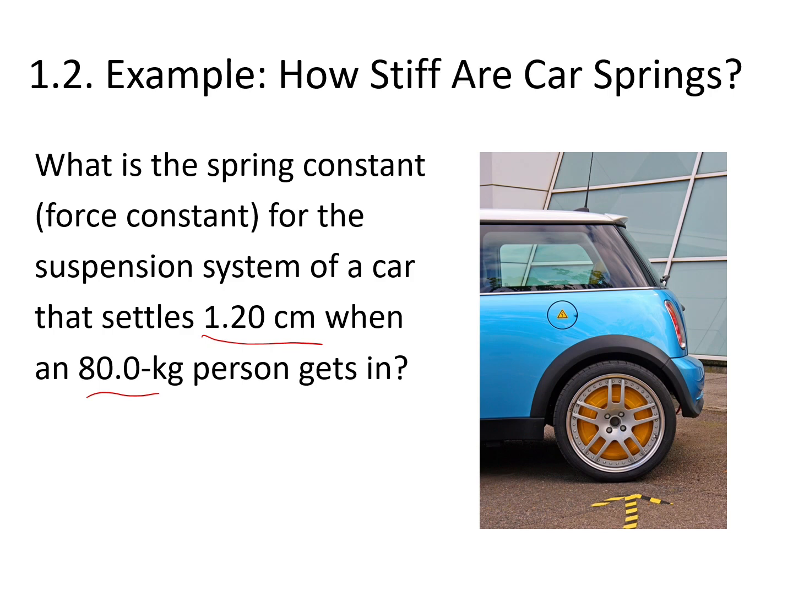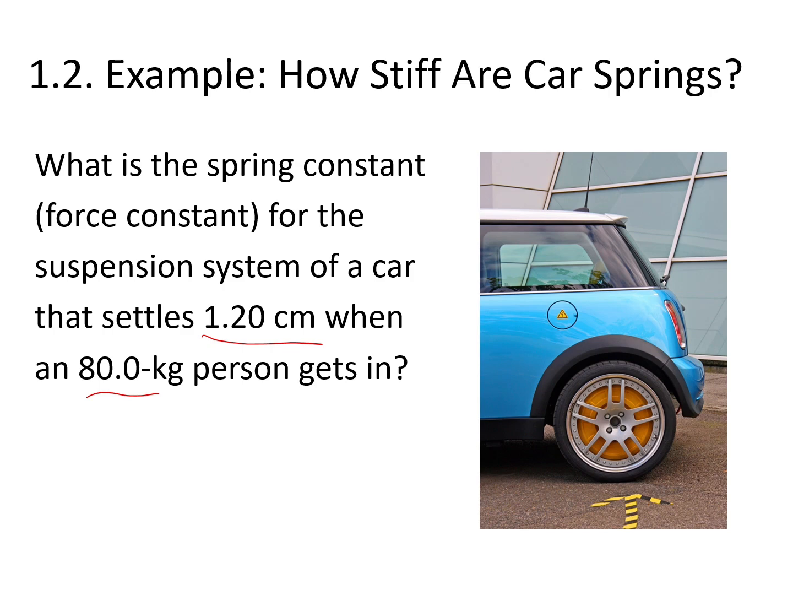Before we solve it, let us think physically. When the person gets into the car, the person's weight pushes downward on the suspension system. The springs compress until the upward spring force balances the added weight. The car settles downward by a small distance, 1.2 centimeters. Our goal is to find the stiffness of the suspension. In other words, we want to know how much force is needed per meter of compression.